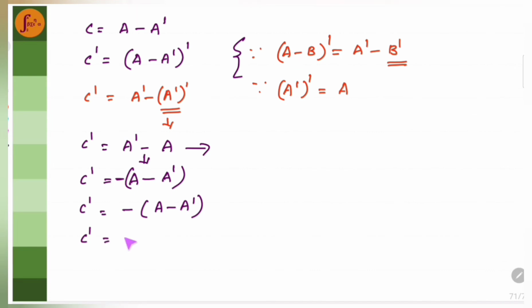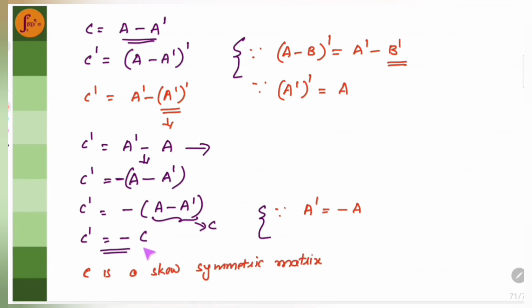So C transpose is equal to, what is A minus A transpose? What we had assumed. A minus A transpose is C. So I can write this as minus C because this entire thing we had assumed as C, right? So now what did we get? C transpose is equal to minus C. This satisfies the condition of skew symmetric matrix. What does skew symmetric matrix say? Skew symmetric matrix says that A transpose is equal to minus of A, right? Here we have got C transpose is equal to minus of C, which means that C is skew symmetric. This confirms that C is a skew symmetric matrix.